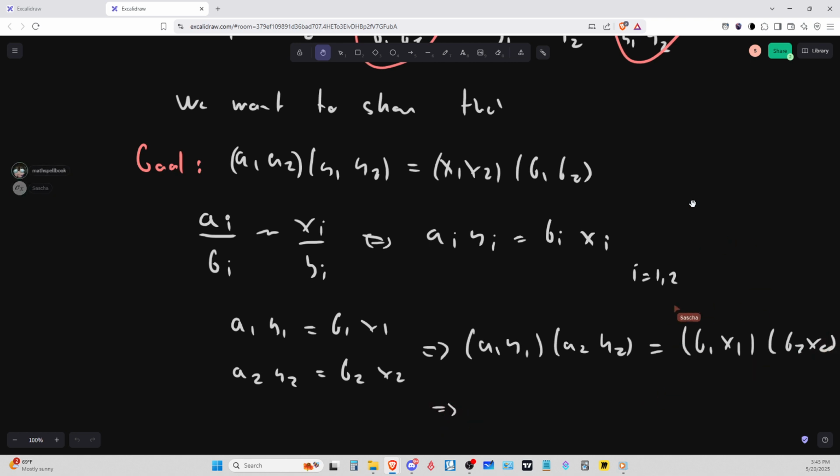Now we have a mess of an equation, so it's a good idea to look at what our goal is.